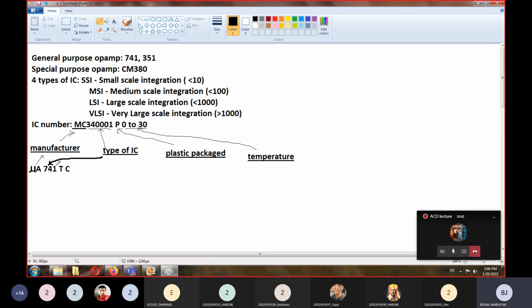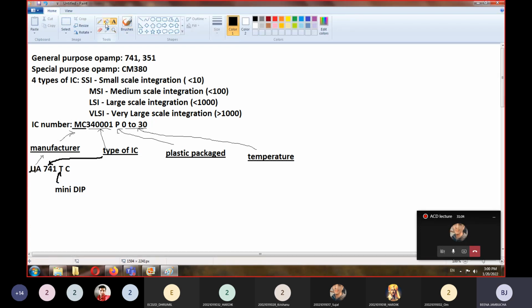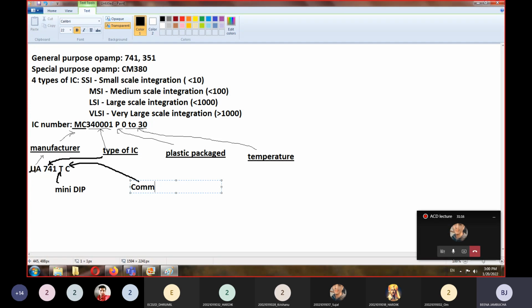Now what does the T say? It is the package type, and here it is a mini DIP package. There it was a plastic package, here it is a mini DIP. What does mini DIP mean? I will just tell you. And finally C. What does C say? C says that it is the commercial temperature range. Got it? Is it understood?